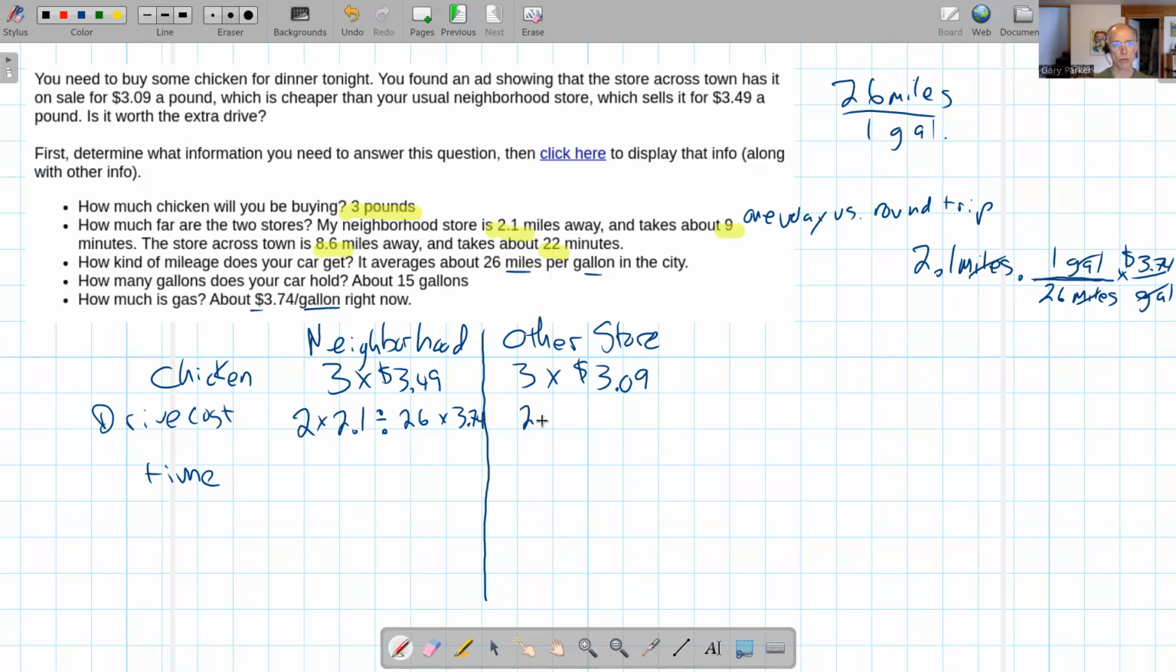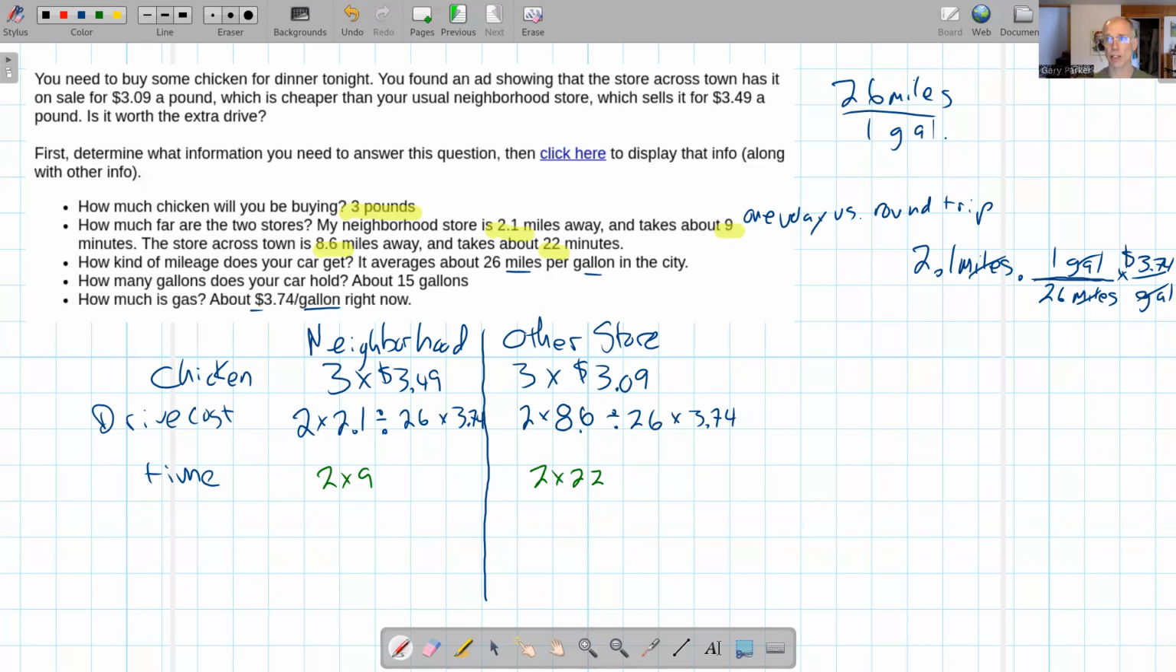So this one would be 2 times 8.6, divide by the 26 miles per gallon and multiply by the cost of fuel, which is 3.74, and that'll convert. Again, I used my unit conversion up there. And then as far as time goes, if we want to consider that too, we would have to double the 9 minutes. So 2 times 9 for this one, or 2 times 22 for that one. How much time do we want to spend doing it? All right, let's figure out what the cost is.